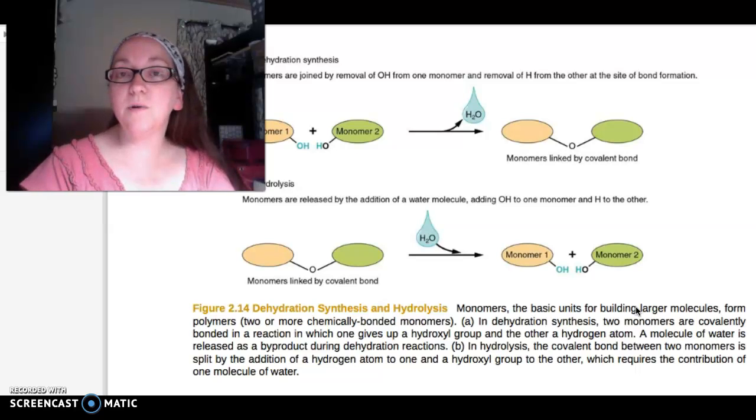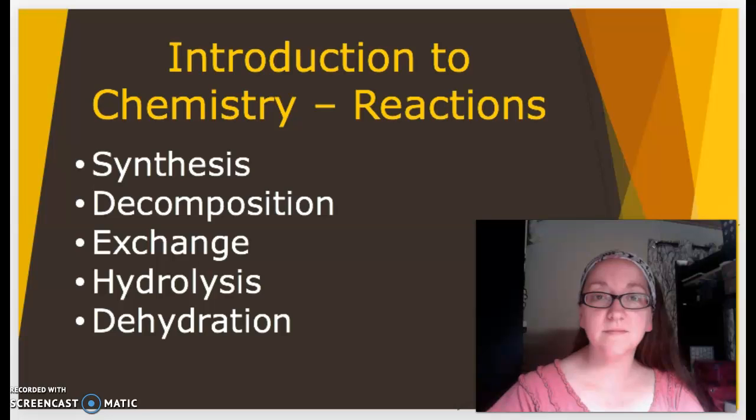And of course, this is important in digestion, right? Where we have to break down carbohydrates and other organic molecules to be able to use the parts. We use a lot of hydrolysis type reactions. All right, that's the end of our quick overview of 5 of the different chemical reaction types that you may encounter in your biology or anatomy classes.